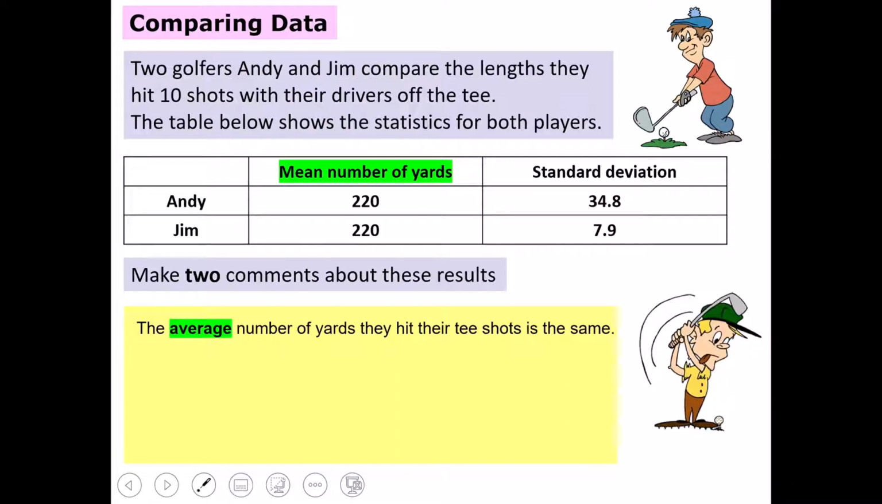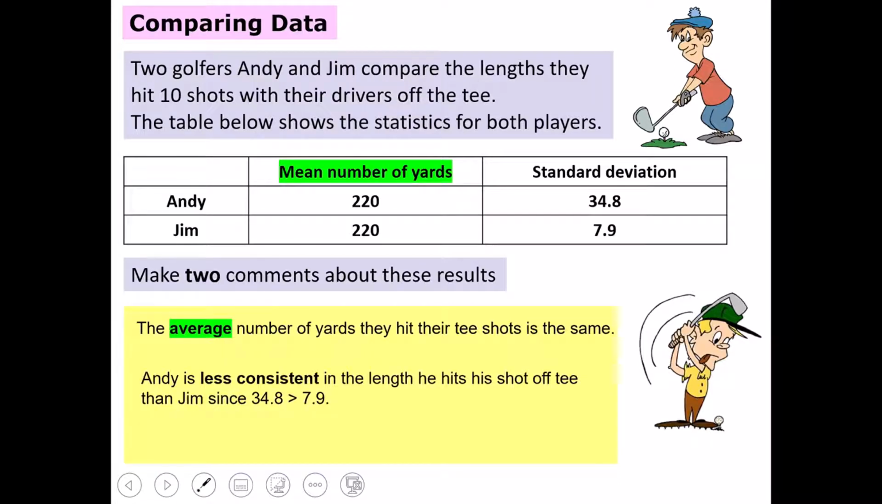Our second comment is going to do with the standard deviation. Thinking back to the previous slide, when I said the higher the standard deviation, the less consistent, meaning the more spread out the data is, and the lower the number, the more consistent it is. So the comment that I'm going to make is Andy is less consistent in the length he hits his shot off the tee than Jim, since 34.8 is greater than 7.9.